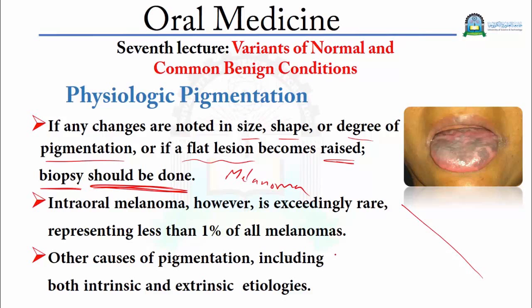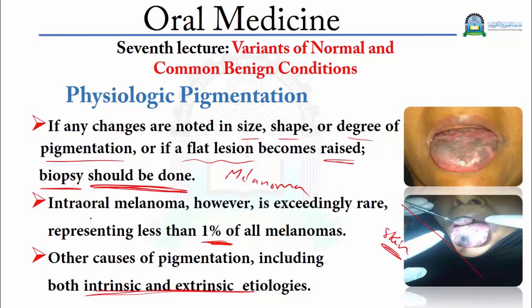Intraoral melanoma, however, is exceedingly rare. As we mentioned before, melanoma is most commonly a skin lesion, but there is a rare presentation in the oral cavity or in the oral mucosa, and it is less than 1% of all melanomas. This is the intraoral melanoma. Other causes of pigmentation include both intrinsic and extrinsic etiologies, so we have to differentiate the physiological melanin pigmentation from other causes of pigmentation, either from intrinsic or extrinsic sources.